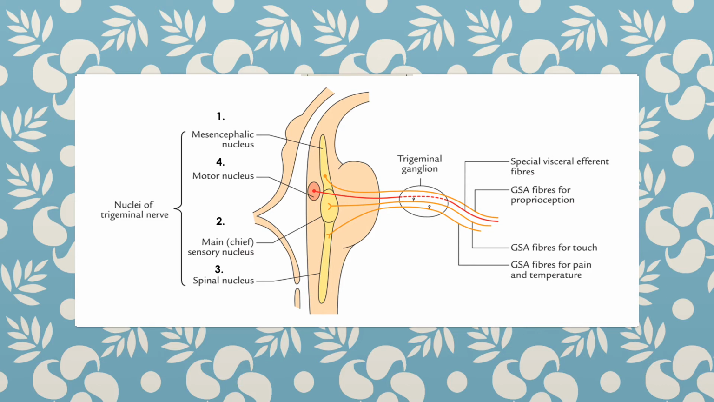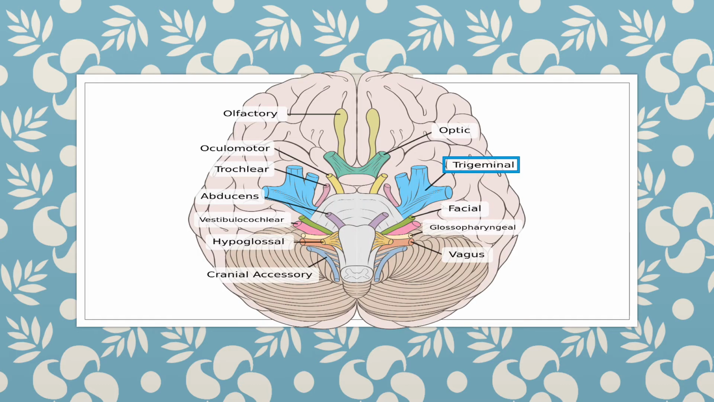All the fibers from these nuclei converge and form a single rootlet. The fibers from the first, second, and third nuclei form the main sensory root of the trigeminal nerve, and the motor nucleus forms the small motor root, and they all head towards the trigeminal ganglion. The highlighted thing is the trigeminal nerve.